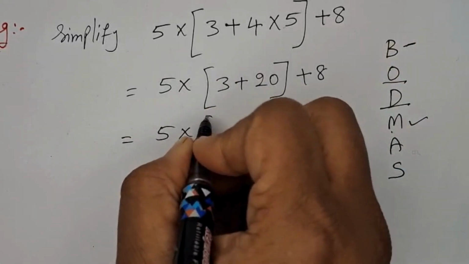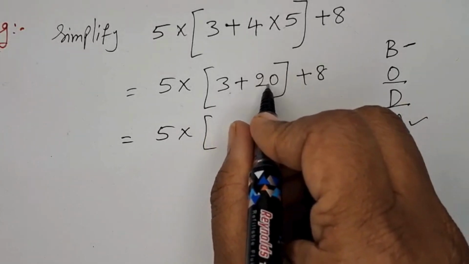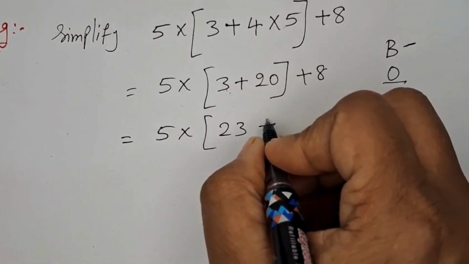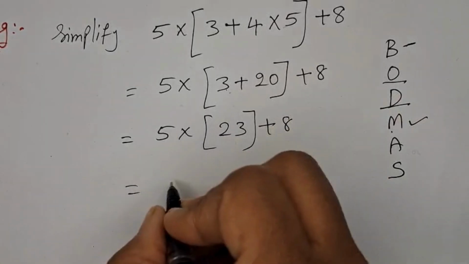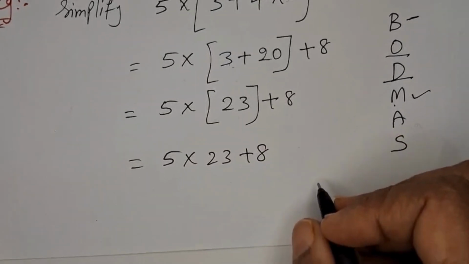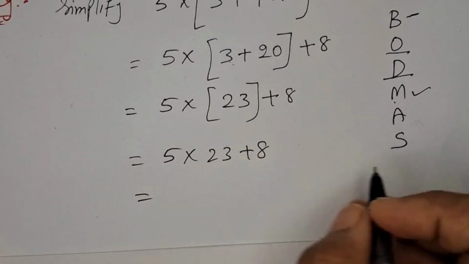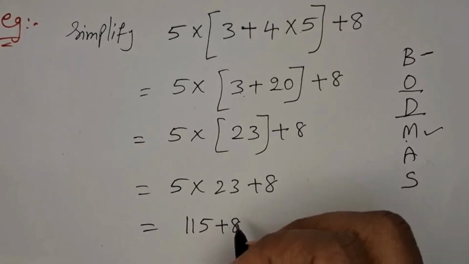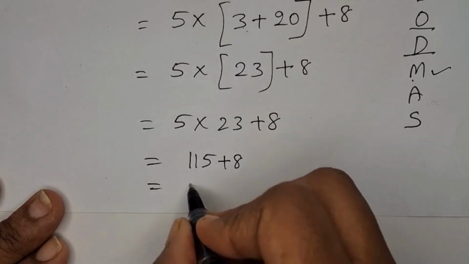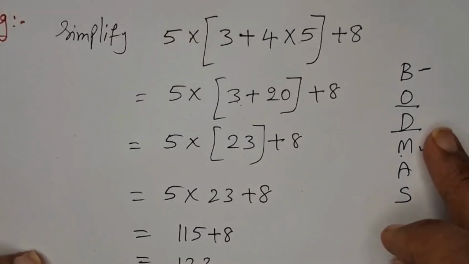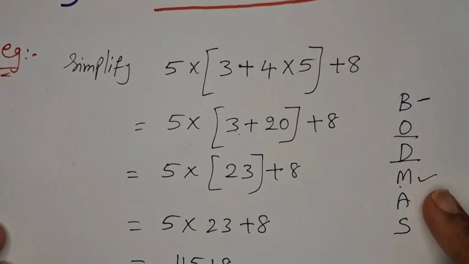After that, in the bracket itself we have the addition also. 20 plus 3 is 23, and plus 8. So the next is 5 into 23 plus 8. That is equal to 23 into 5, which is 115, plus 8. 115 plus 8 is 123. This is how to solve according to BODMAS.